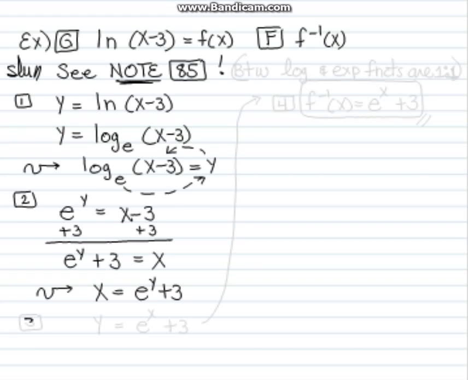Step 3 is to rename the x's and the y's. So now we have y instead of x equals e to the x, I'm sorry, e to the x plus 3. So I just swapped their names. Y equals e to the x plus 3. And then step 4, replace y with the inverse function f inverse of x. So f inverse of x is equal to e to the x plus 3, and we're finished.